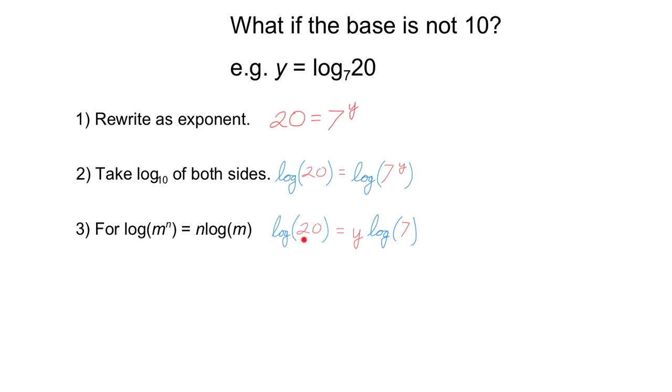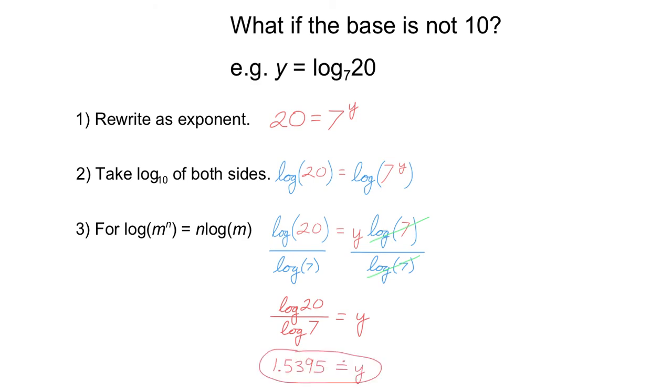Okay, so I have log of 20, which is a number that I can calculate in my calculator. I have log of 7, which I can put in my calculator. That's being multiplied by y. So to isolate y, to solve for y, I just need to divide both sides by log of 7. And then in my calculator, I can do log 20 divided by log 7, and I get my answer for y. But I really just want to focus in on this part right here.